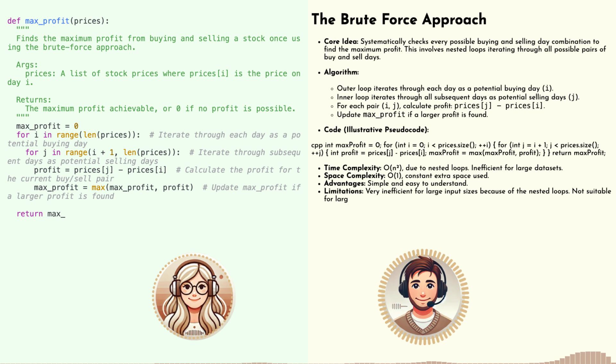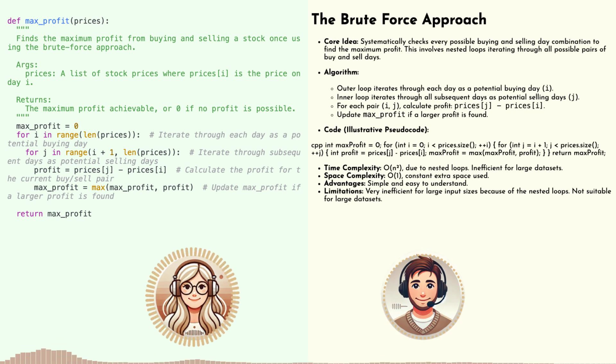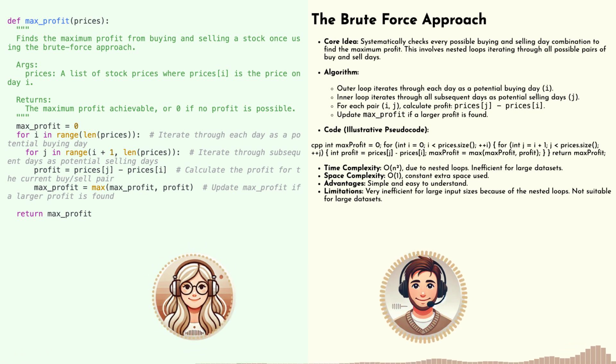I mean, it seems like we could just compare every single buying day with every single selling day and see what gives us the most profit. That's the brute force approach, just systematically checking every single possibility. Okay, but with a massive amount of data, that sounds like it could take forever. It would take a really long time. You're essentially trying every key on a giant key ring to see which one unlocks the door. It'll work eventually, but it's not very efficient.